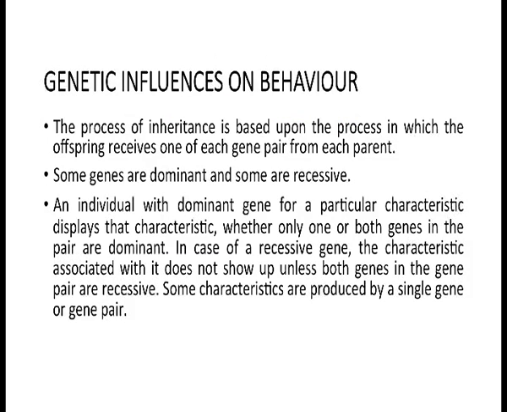The process of inheritance is based upon the process in which the offspring receives one of each gene pair from each parent. Some genes are dominant genes and some are recessive genes. What are dominant and recessive genes? An individual with dominant gene for a particular characteristic displays that characteristic, whether only one or both in the pair are dominant. In case of recessive gene, the characteristic associated with it does not show up unless both genes in the gene pair are recessive. Some characteristics are produced by a single gene or gene pair.